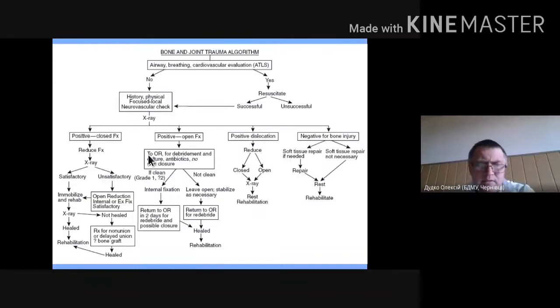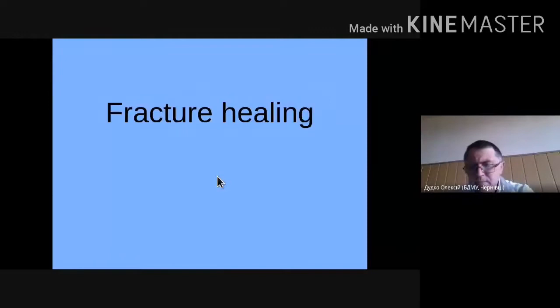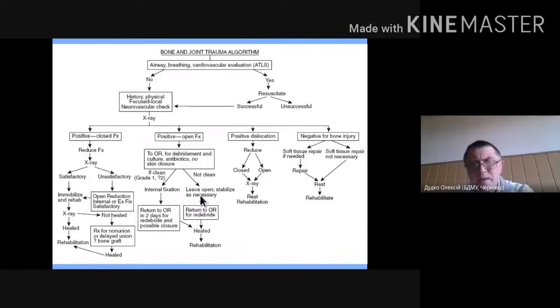So if the wound is clean, in some cases, the first grade of the Gustilo-Anderson classification, and sometimes for second A grade, we can perform internal fixation and then rehabilitate our patient, and that's it. For non-clean wounds, it's prohibited. We should not insert implants in these areas, and we should apply an external fixator, clean the wound, perform debridement and antibiotics, and in some cases we can convert to internal fixation, but in most cases we still use X-fix. So that's actually the general plan, the general algorithm, of how we can treat patients with different injuries.